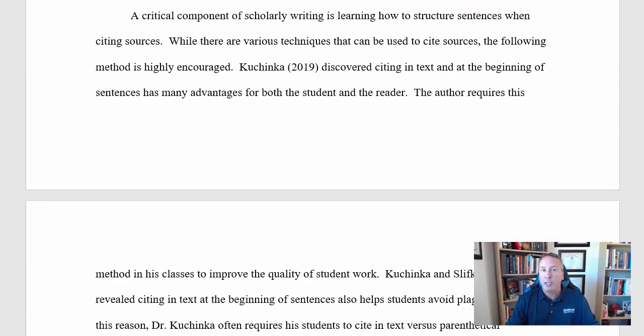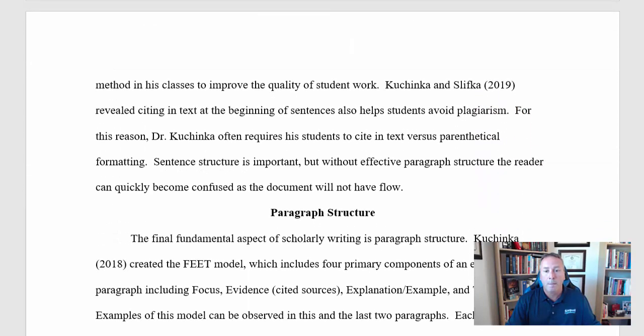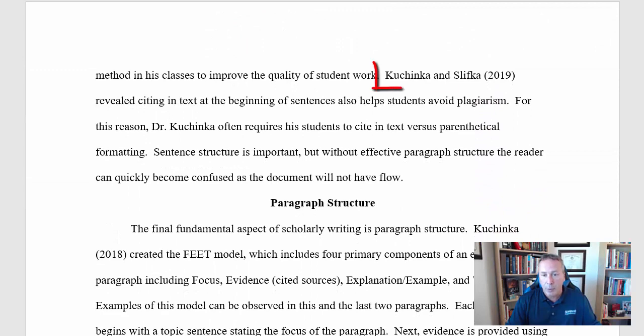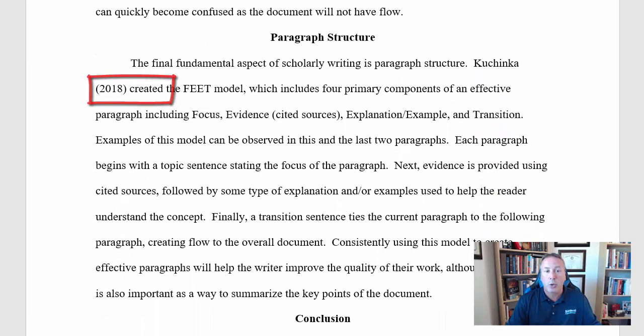Next, sentence structure using in-text citations. There are various ways to cite. Many students are used to citing at the end of a sentence in parentheses. However, I require my students to do it in text. In other words, as you can see here, using the author's names in the sentence at the beginning and then describing what's in the sentence using descriptive words like discovered, as you see here. Another example here, Kohinka and Slivka revealed, or another example here, Kohinka created.